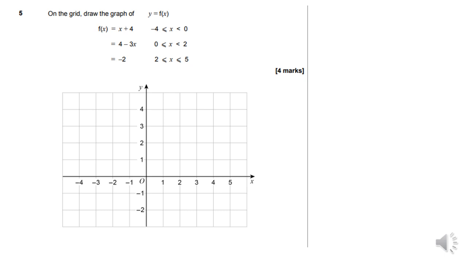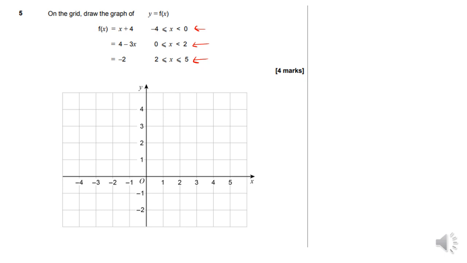This is a little bit of a strange question because it's just about a combination of different functions. If you're all right plotting graphs, you just need to take note of the range of which function is existing for which values of x. So first of all, from -4 to 0, the function of x is just x plus 4.